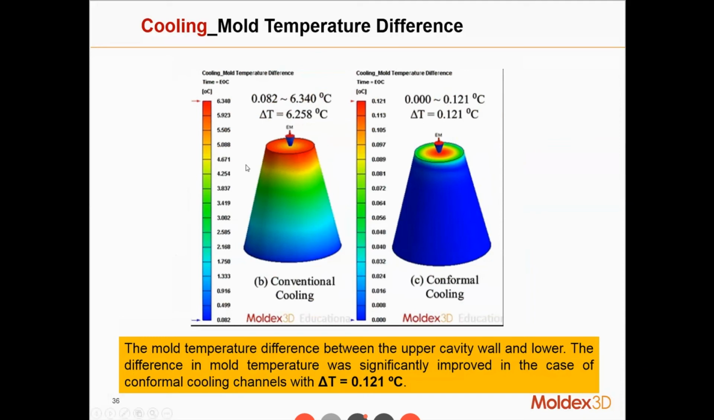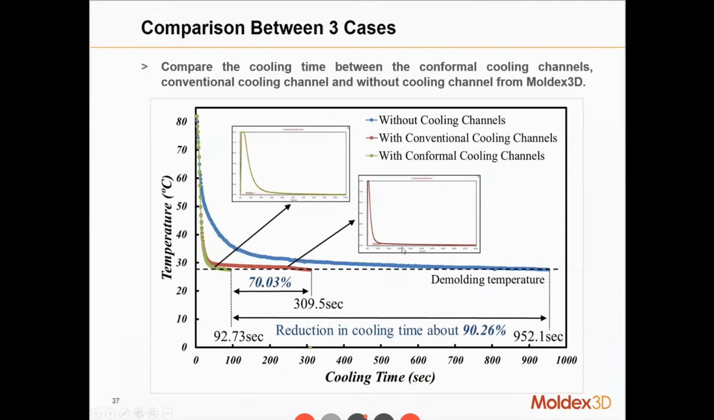The other one is mold temperature difference. Now you can see clearly that with conventional cooling, we have a 6.2 degrees Celsius difference. With conformal cooling, because the channel covers the inside and outside of the part, we only have less than 0.2 degrees.